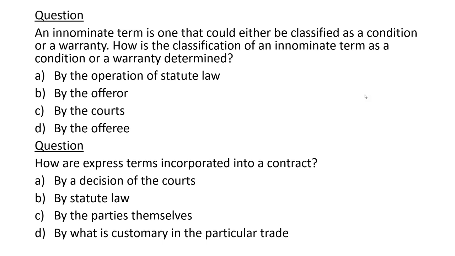Next question. An innominate term is one that could either be classified as a condition or a warranty. How is this classification of an innominate term as a condition or a warranty determined? Basically, whether an innominate term is a condition or a warranty depends on the consequences of the term not being fulfilled. If the consequences are serious, it will be considered a condition. If the consequences are trivial, it will be considered a warranty. And normally courts decide this, so C option will be correct.